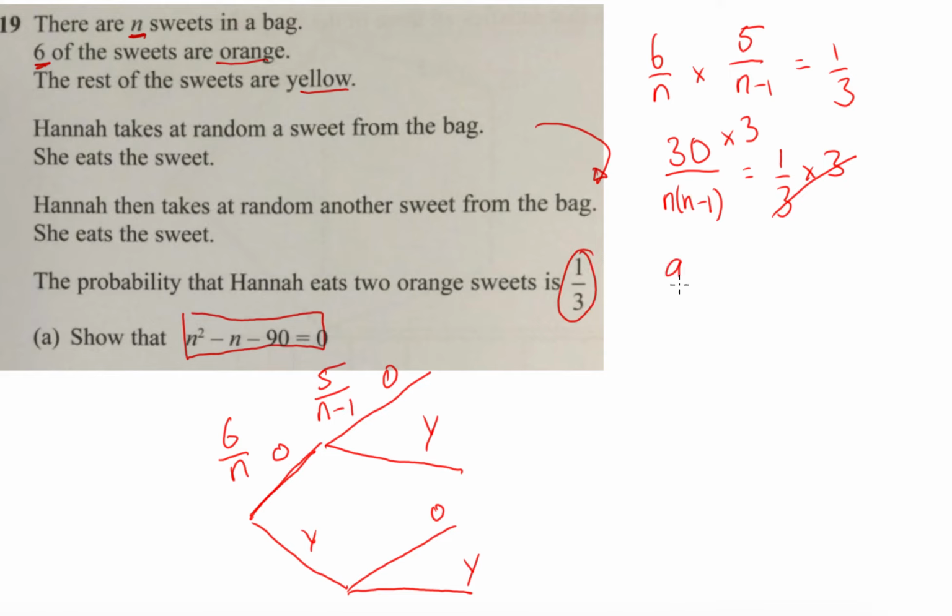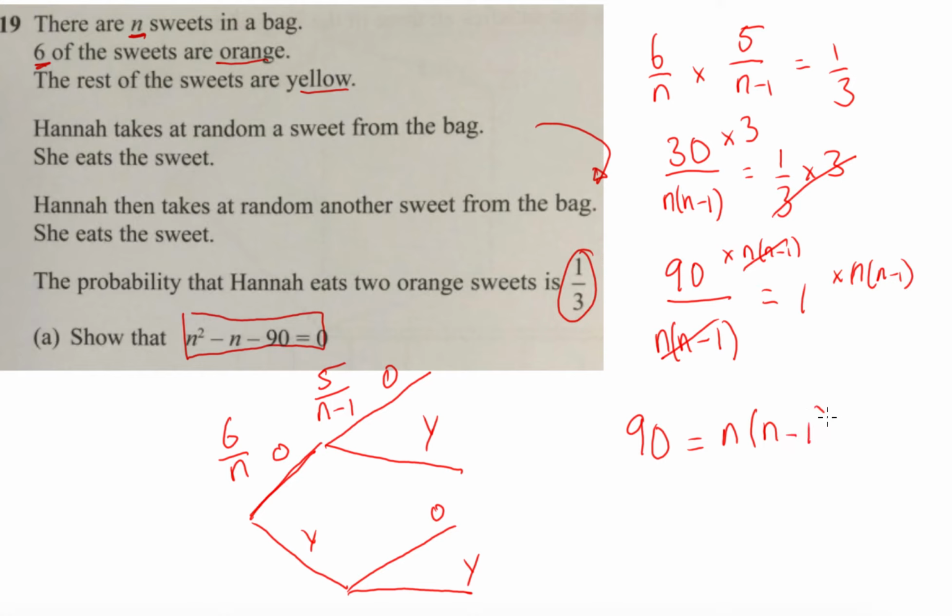30 times 3 is 90. And this is n over, this is n bracket n minus 1. And this is equal to 1, because we're just left with the 1 from here. Okay. Now we want to get rid of this denominator, so we can times both sides by n bracket n minus 1. Okay, and again timesing this by n bracket n minus 1 cancels each other out, because timesing and dividing are the opposite of each other. So we're just left with 90 is equal to 1 times by this. And 1 times anything is just the thing itself.